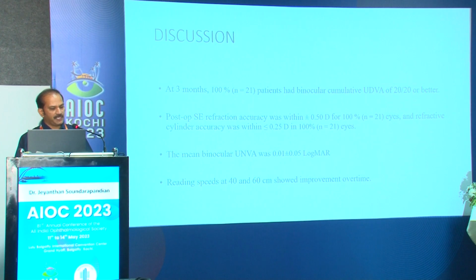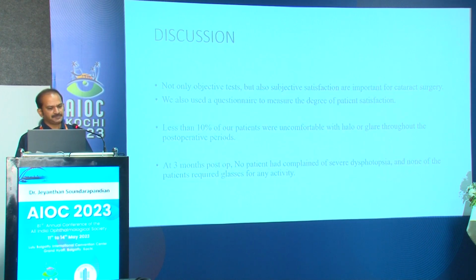The postoperative spherical equivalent refractive accuracy was within 0.5 in all these eyes. Refractive cylinder accuracy was within 0.25 in all these eyes. The mean binocular near visual acuity was 0.01 logMAR. The reading speed at 40 and 60 centimeters shows consistent improvement over time.